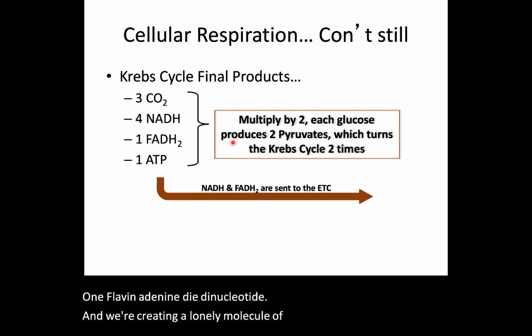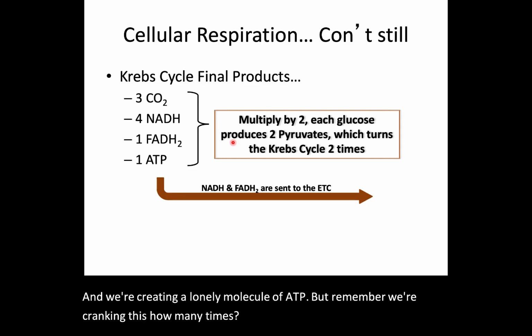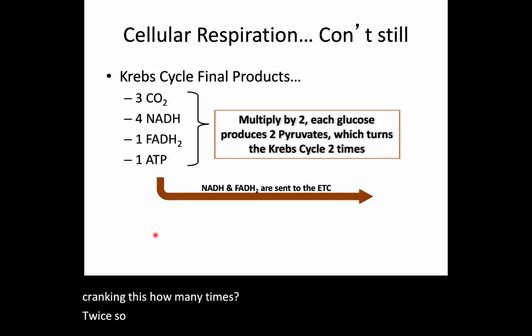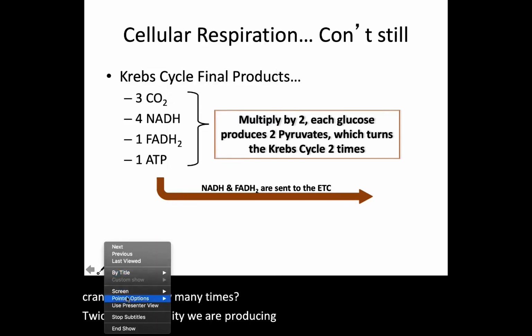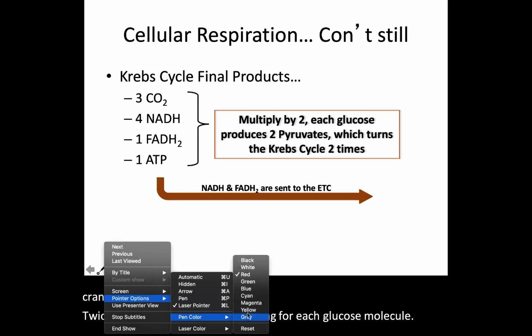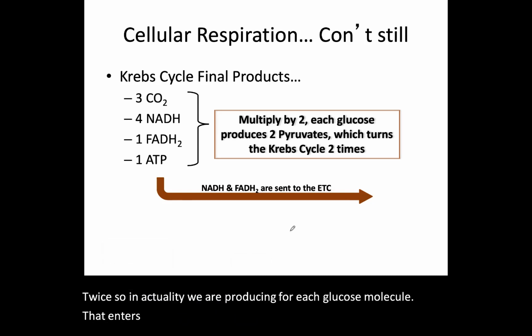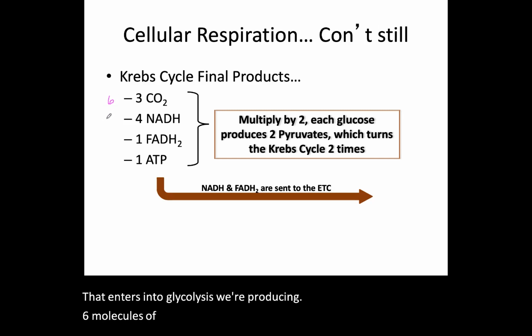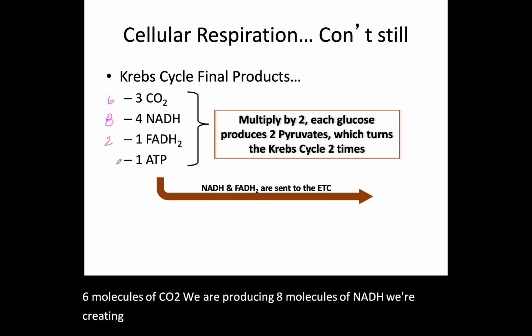But remember, we're cranking this how many times? Twice. So in actuality, for each glucose molecule that enters into glycolysis, we are producing 6 molecules of CO2. We are producing 8 molecules of NADH. We are creating 2 molecules of FADH2. And we are creating 2 molecules of ATP.